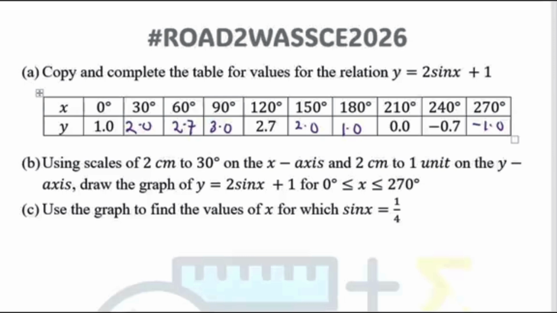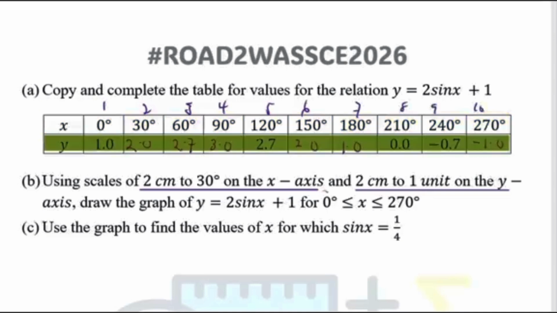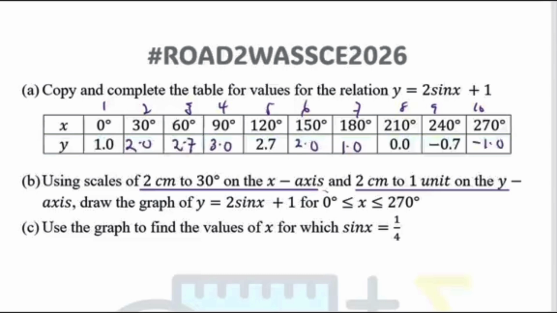Now they have given us a scale for us to use in our graph. We have 2 centimeters to 30 degrees on the x-axis and then 2 centimeters to 1 unit on the y-axis. Before we begin the graph work, you have to analyze your values. Look at the x values. We have 1, 2, 3, 4, 5, 6, 7, 8, 9, 10. It means that we need 10 lines. The minimum is 0, the highest is 270. And on the y, the highest is 3 and the lowest is negative 1, so that you know how to divide the graph. Now let's go to the graph.